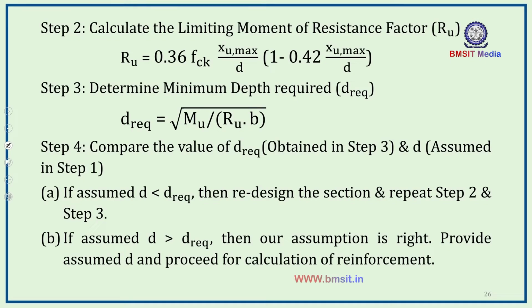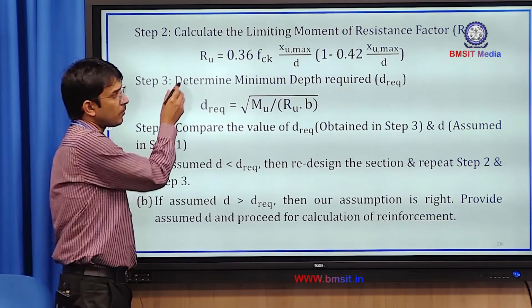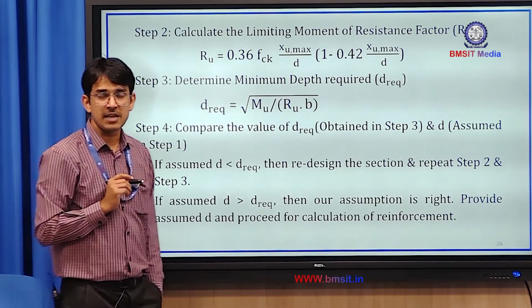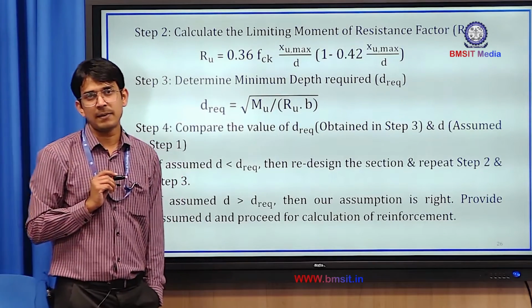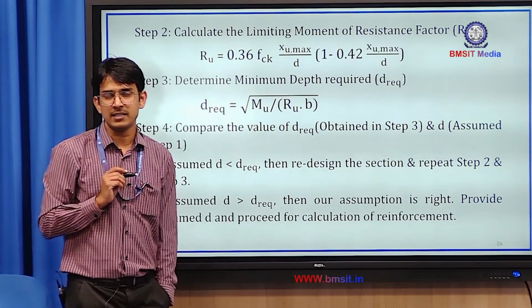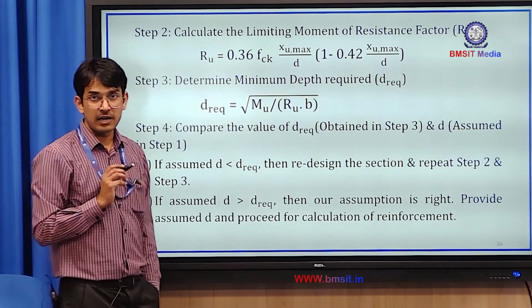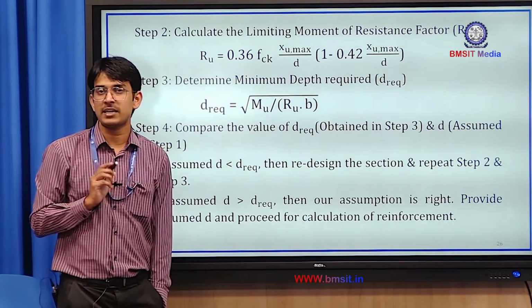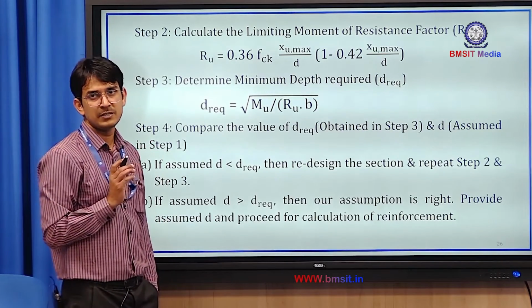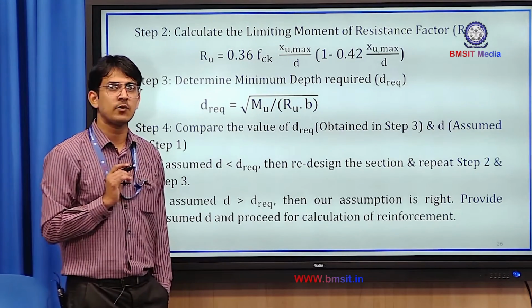After that we have to calculate the limiting moment of resistance factor, that is Ru. This is the formula for that. Ru is 0.36 fck Xu max by d, bracket 1 minus 0.42 Xu max by d. We know all the values: fck from the grade of concrete, and Xu max by d from the grade of steel. So by knowing the grade of the materials, we can easily calculate the Ru.